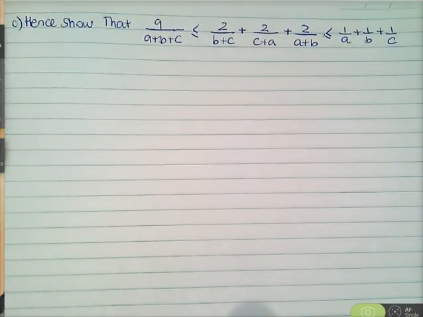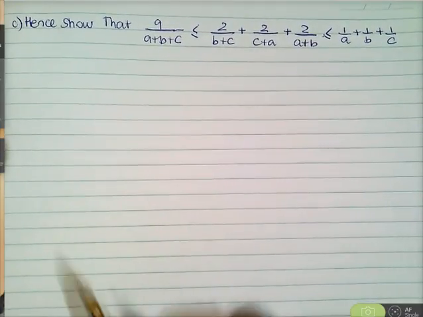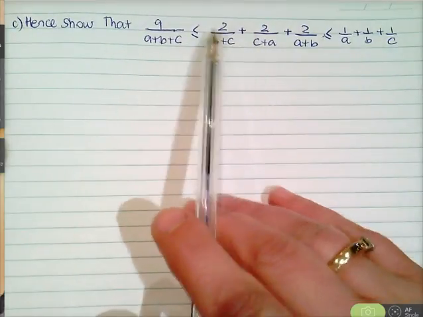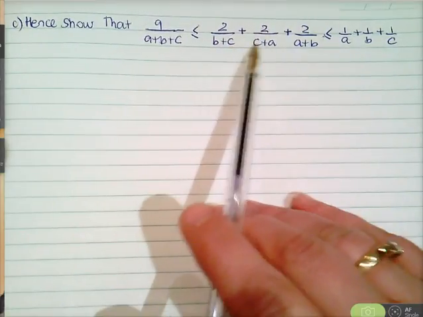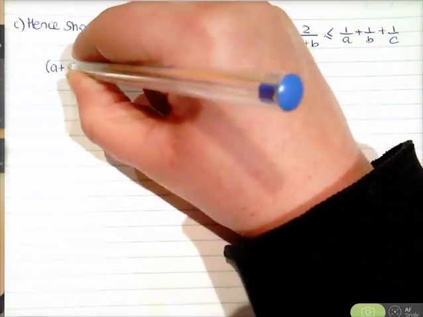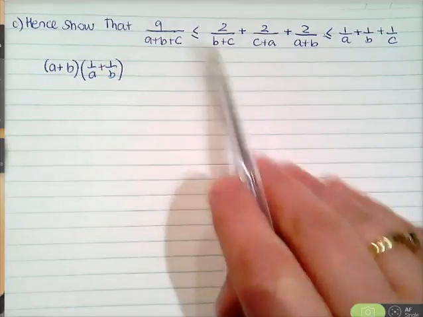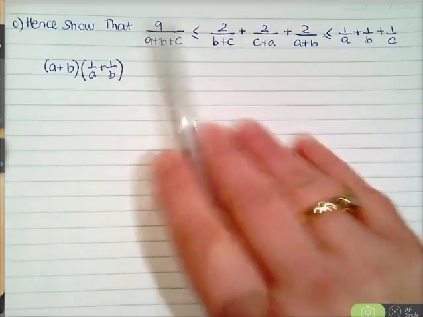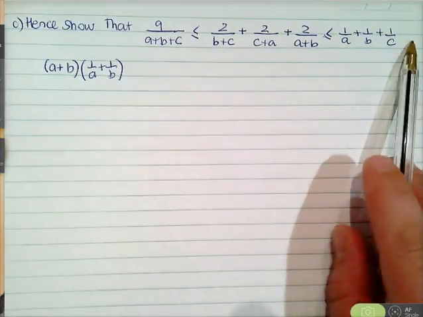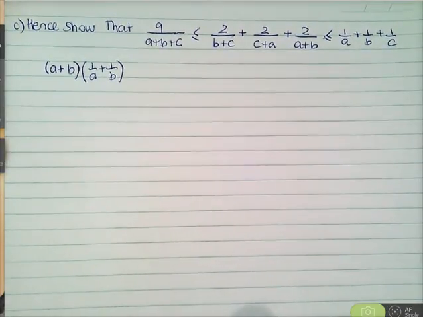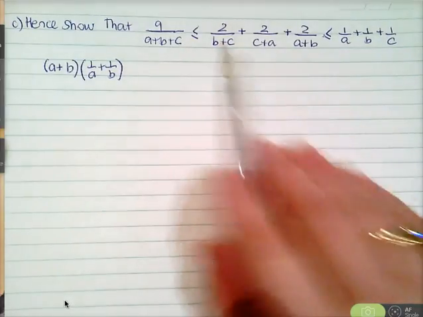Now, if we look at this inequality, it appears that where we've got 2 over B plus C, 2 over C plus A, it suggests that we need to be working with that first bit that we proved in part B, because that first bit in part B deals with just 2 pronumerals like these ones, whereas this bit here has got the 3 pronumerals, and so does that. So we'll just start off trying to work with this bit here.